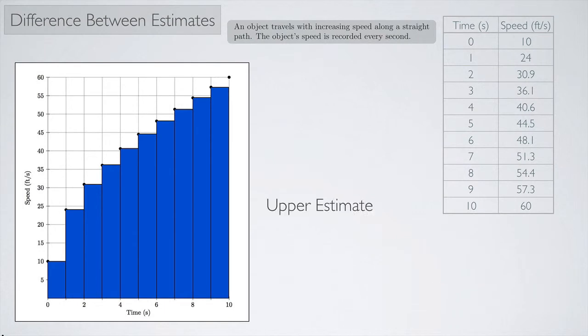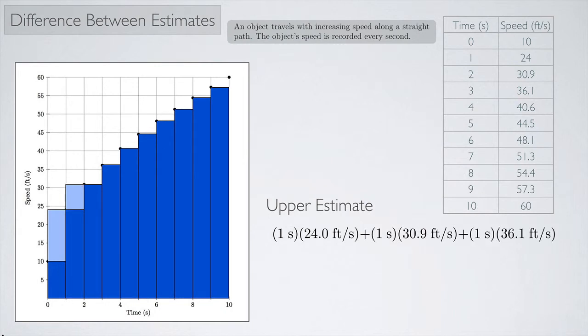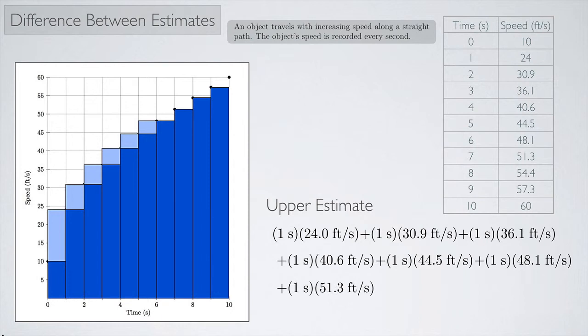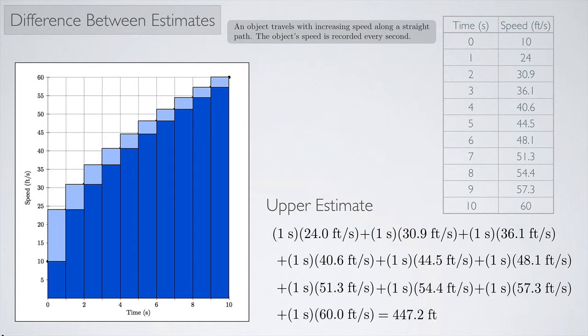Okay, now let's look at our upper estimate. So now for the first second, I'm going to assume that the object traveled at a constant 24 feet per second. So in that case, I add in the area of this light blue rectangle right here. And so I'm going to do the same thing. I'm going to keep adding in areas of rectangles here to get our upper estimate. And once we do all of this, we end up getting 447.2 feet for the upper estimate.